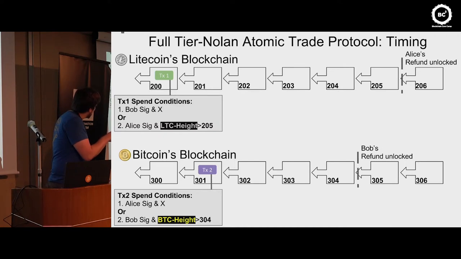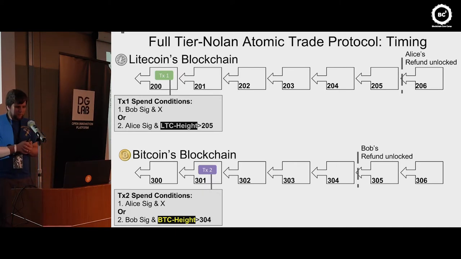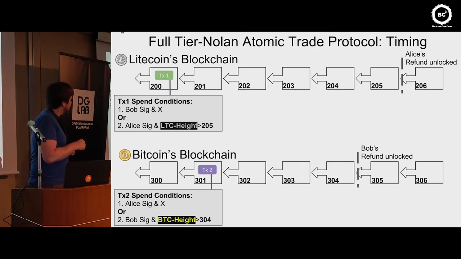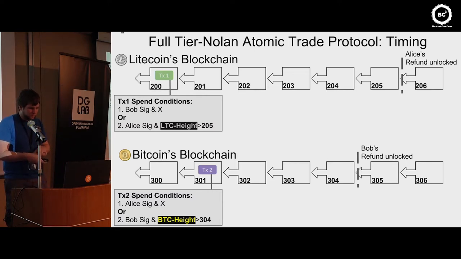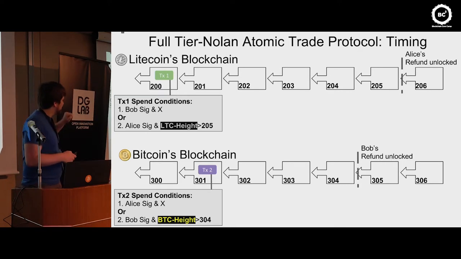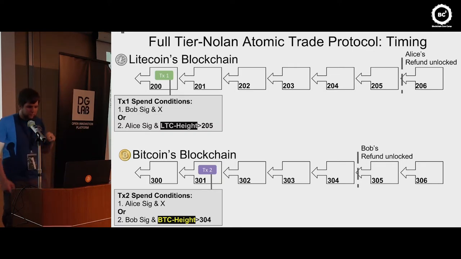The number in the corner of the blocks is the block height. Check lock time verify can use two different timing methods, block height or timestamp. For this talk, I'm just going to use block height.